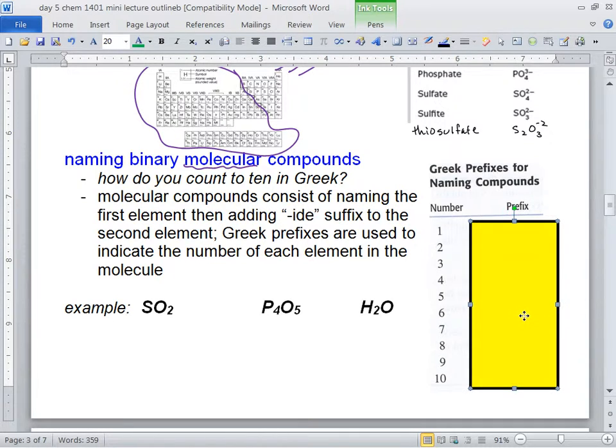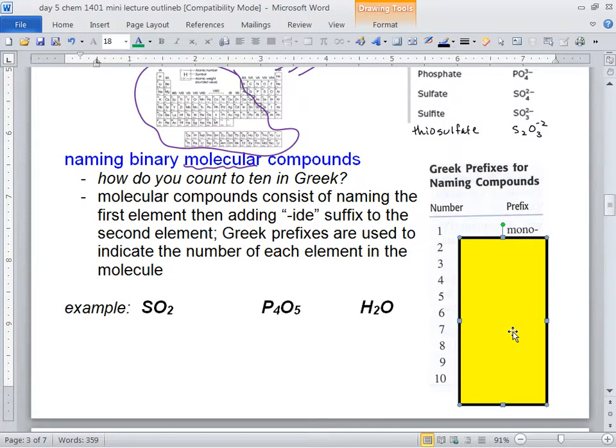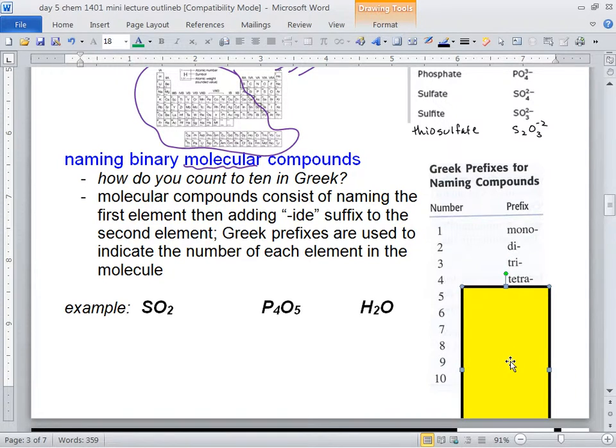What is 1? Mono. All right, you see it? What's 2? Di. 3 is tri. 4? Tetra. What's 5? Now it's kind of getting geometric, kind of. Penta. 6. Hexa. Kenneth knows how to count to 10 in Greek, I think. 7 now. Not with an S, but an H. Hepta. So mono, di, tri, tetra, penta, hexa, hepta.